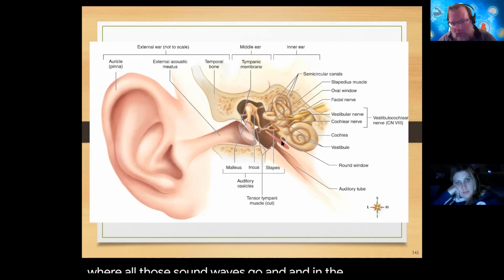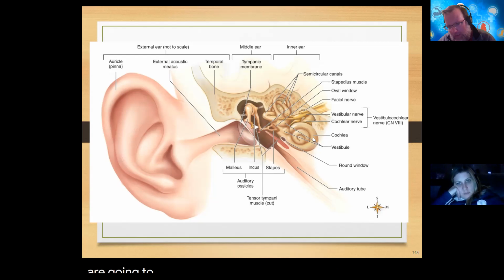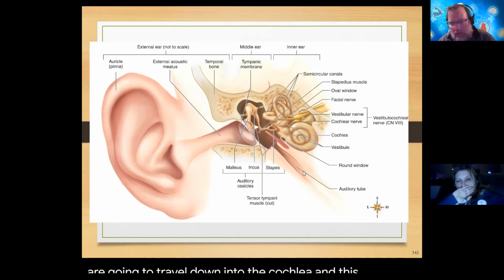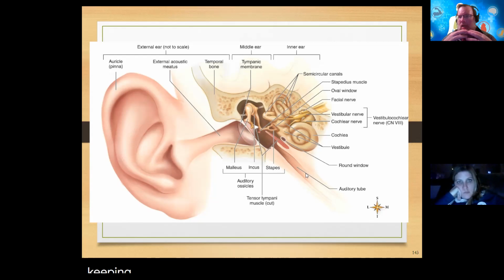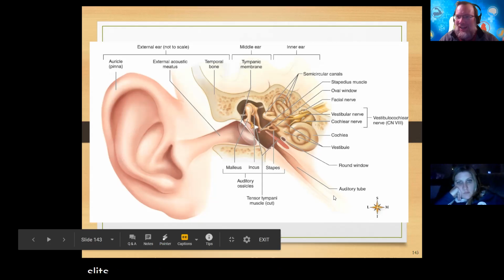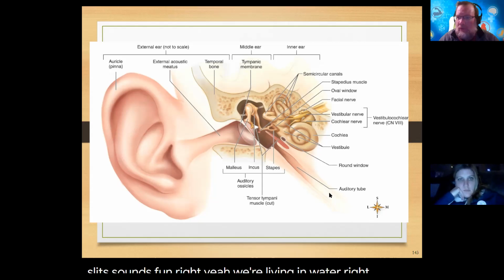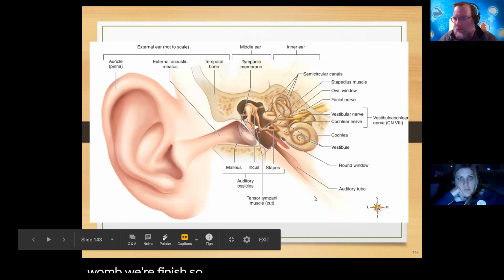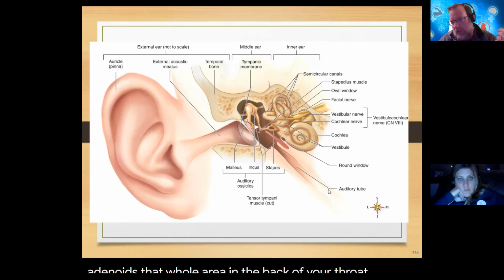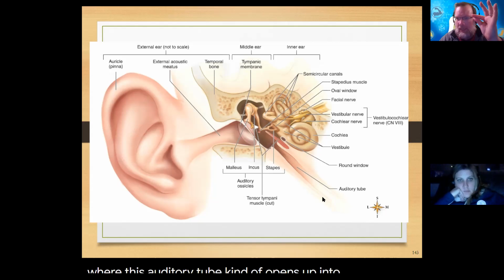In the meantime, we've got this round window here. The sound waves travel down into the cochlea, and this round window and the auditory tube help keep sound from being so muffled. These allow sound to resonate. The tonsils are down here, and the auditory tubes open up into what they call pharyngeal gill slits. Sounds fun, right? In the womb, we're fish, living in water. Anyway, your tonsils and adenoids, that whole area in the back of your throat, is where the auditory tube opens up into a little tiny slit.